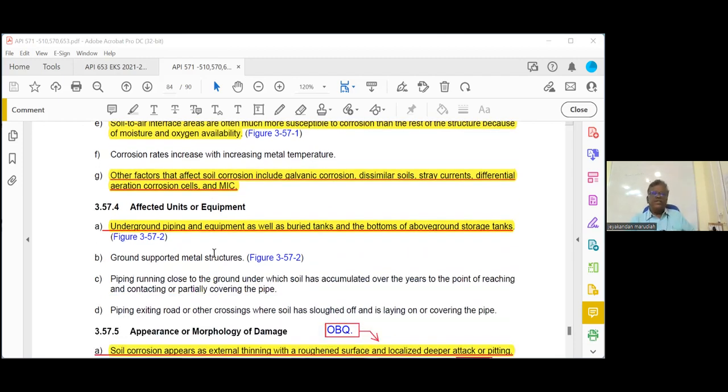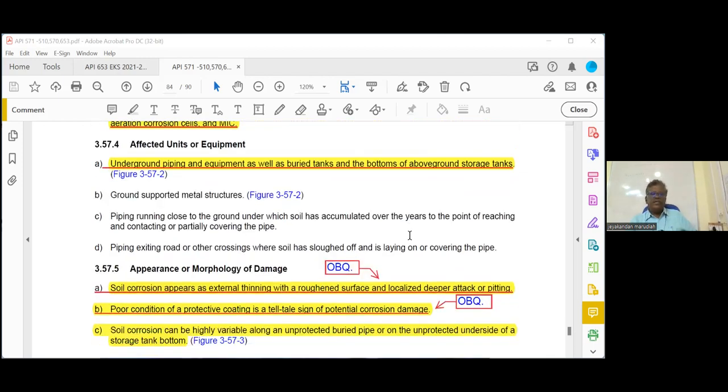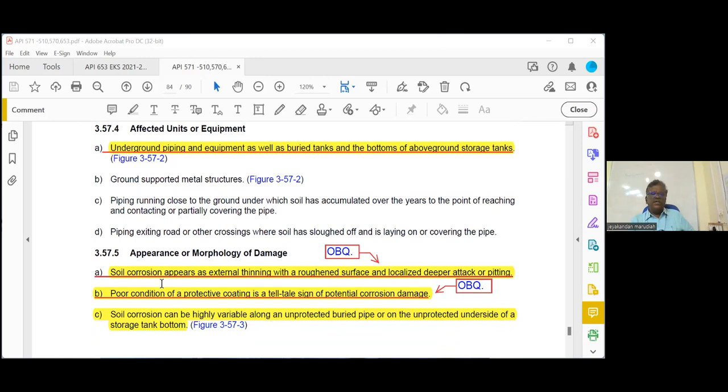Affected units: underground piping and equipment, as well as buried tanks at the bottom of aboveground storage tanks. So these are affected by soil corrosion. Appearance and morphology: soil corrosion appears as external thinning with a roughened surface and a localized deeper attack on fittings. Open book question.